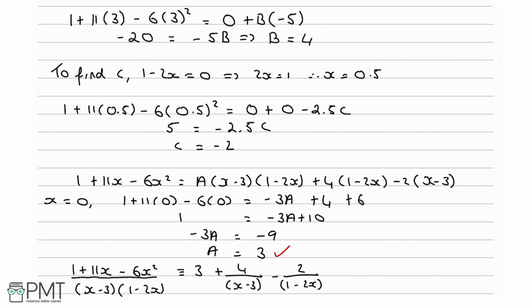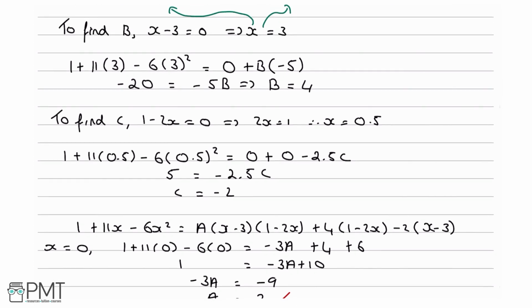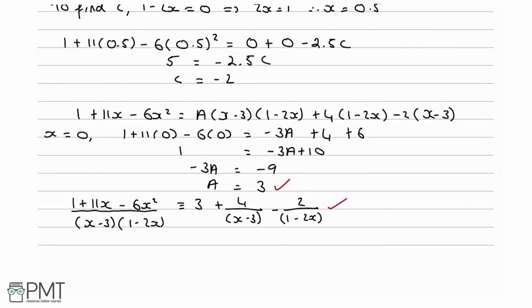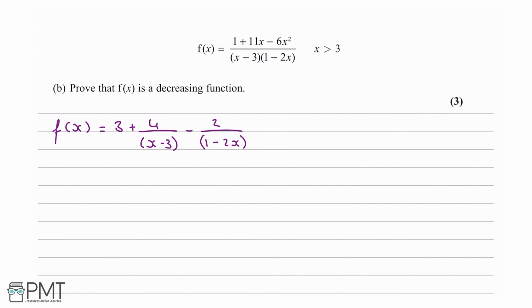If you've shown somewhere that there is an attempt to find either b or c, and you get b equals 4 or c equals minus 2, you get your third mark. Now we've gotten b equals 4, so we can secure our third mark. And then your final mark comes from solving c as well and getting the correct final answer as we have here. We have been told f(x) equals (1 plus 11x minus 6x squared) over (x minus 3)(1 minus 2x), where x is greater than 3.